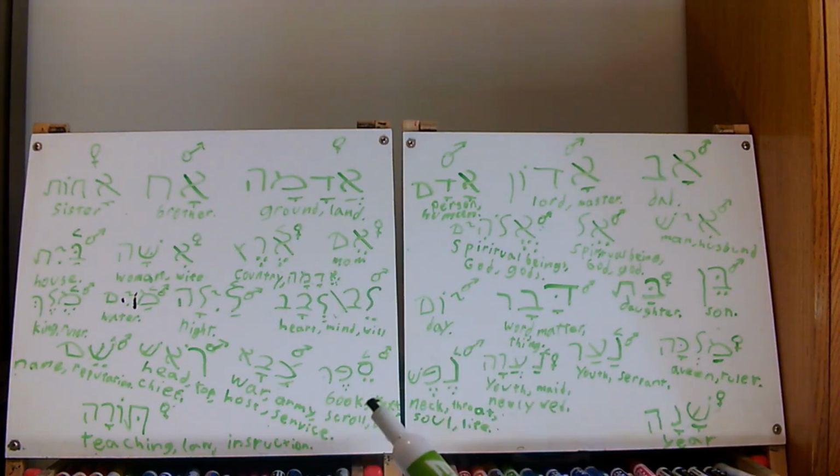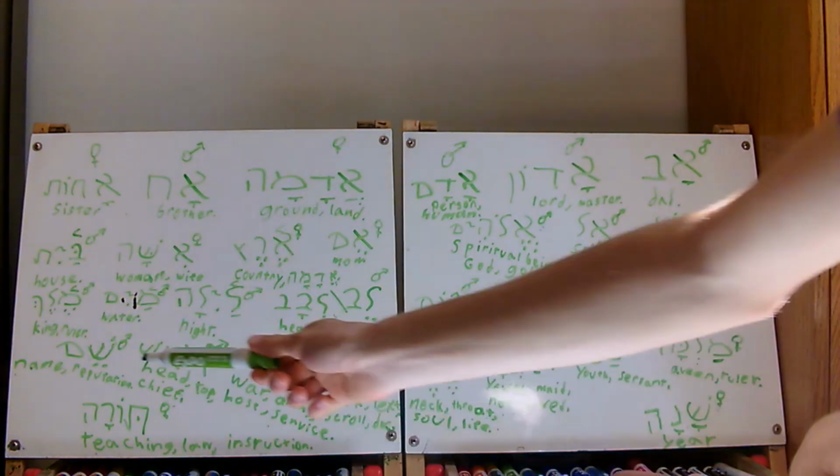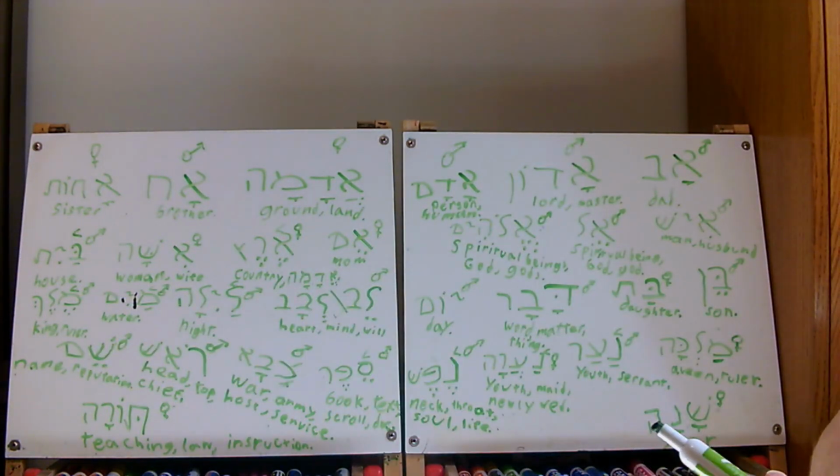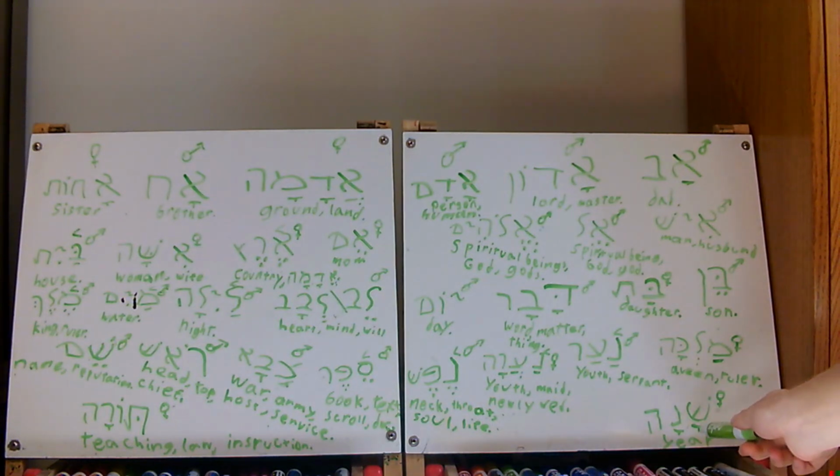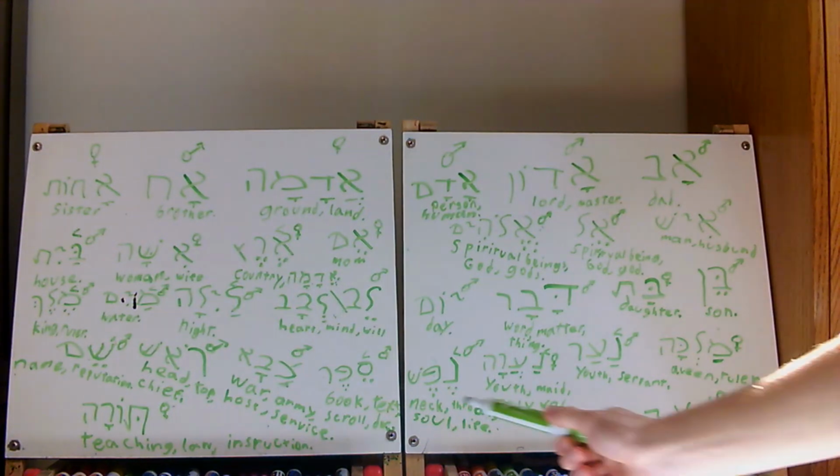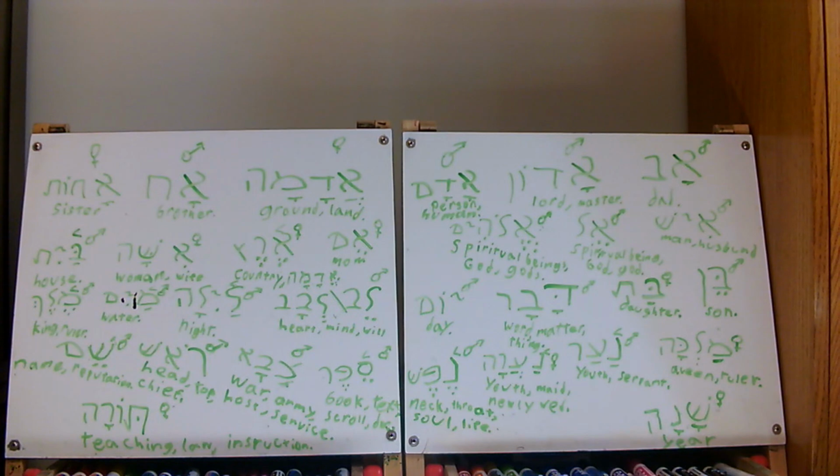So, shem is masculine, and it means name or reputation. So yeah, just think about that. When it says, "You shall not use the Lord's name in vain," it's also saying to not use his reputation in vain. Think about that. Anyway, shana here is feminine, and it means year. And over here we have Torah, which is also feminine, and means teaching, law, or instruction.